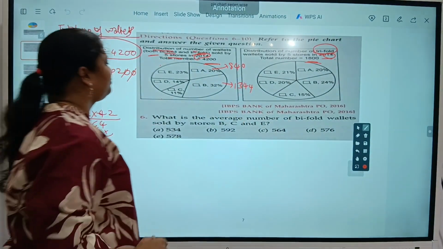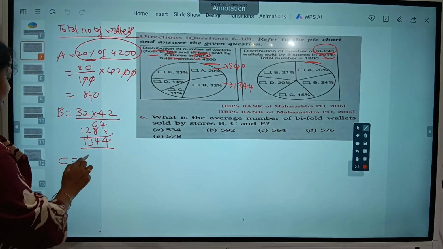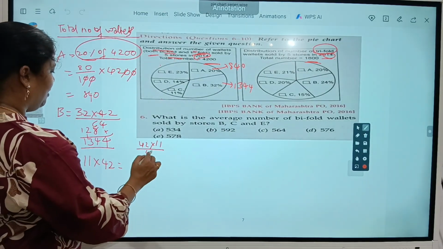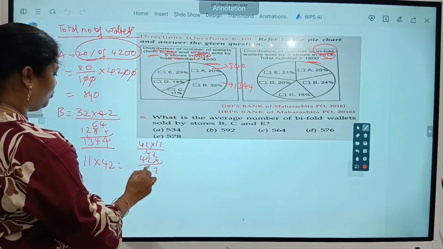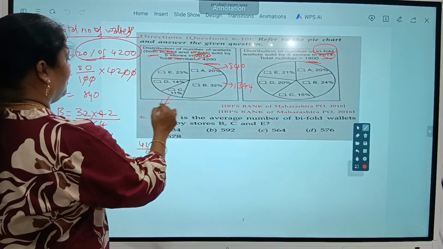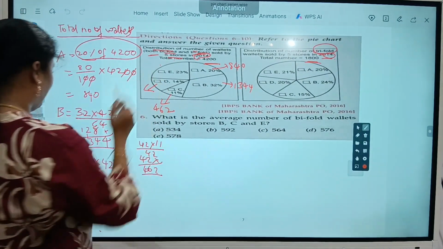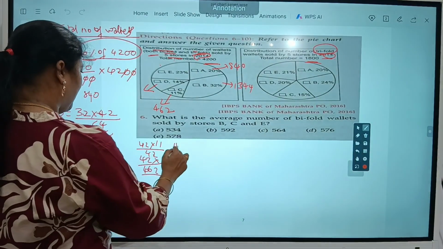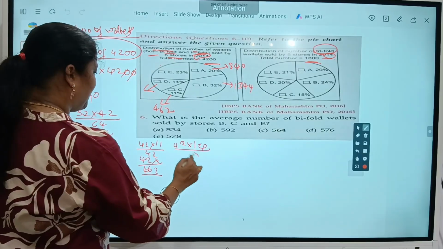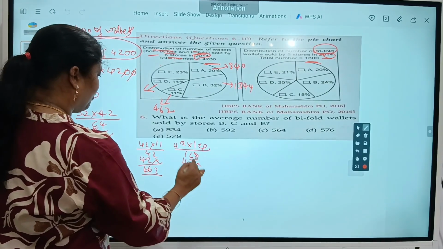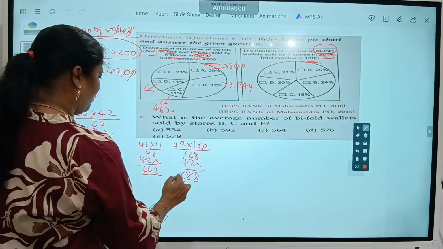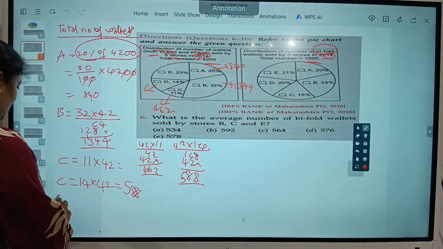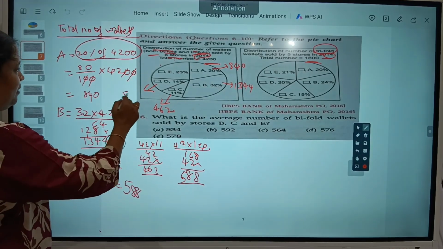13, 44. And again C, 11 into 42. So it comes to 42 into 11 by 42 to 4. So 264, 462. Now D is 14 into 42. 42 into 14. 4 2 ja 8, 4 4 ja 16, 2 4 8, 8 5, 588. This is D.